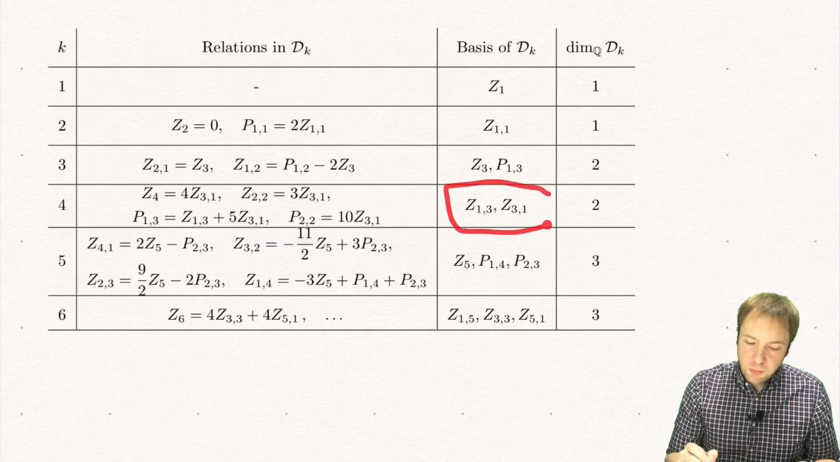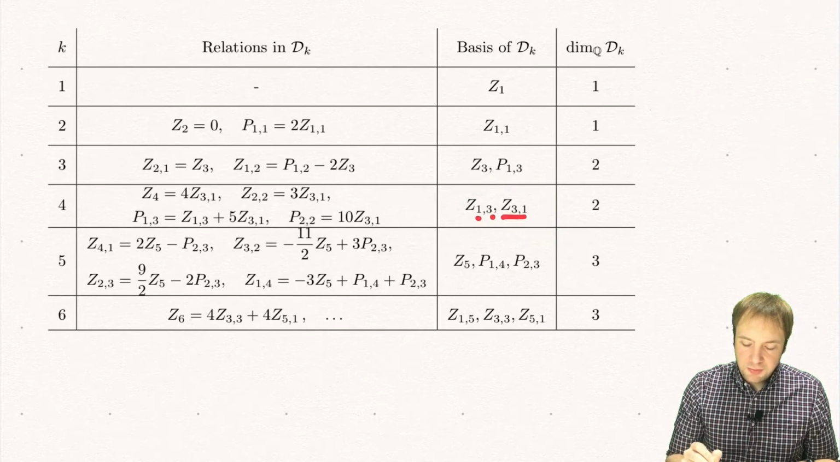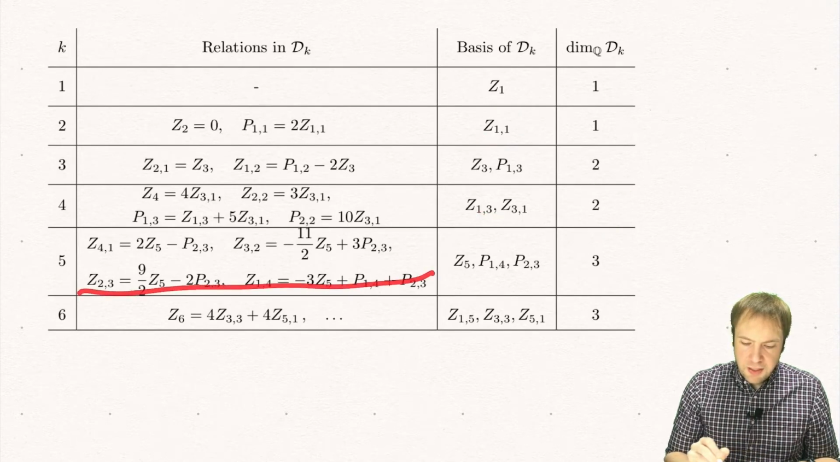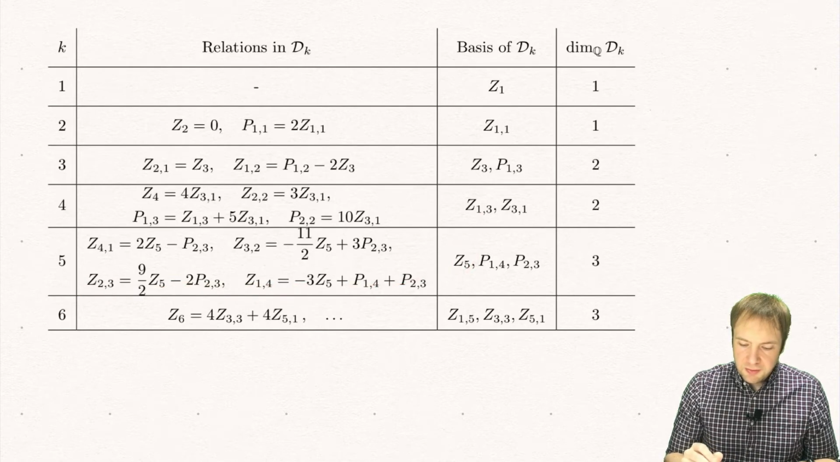And here in weight 4, we see a possible basis is again given by Z13 and Z31. So it's again similar to the weight 2 case, by Z odd odd. So the dimension is 2. In weight 5, it's again the single zeta value and these products.